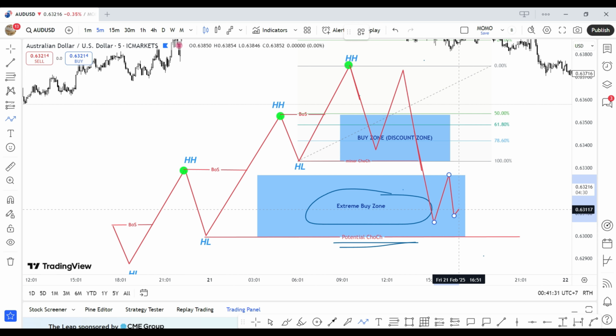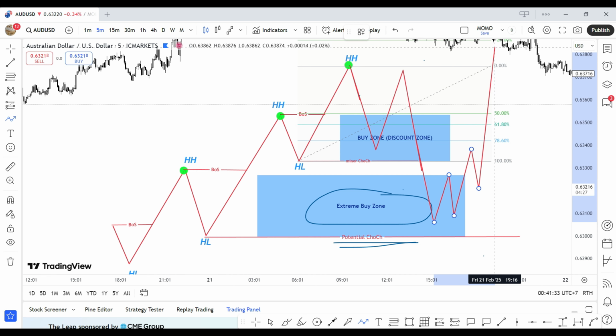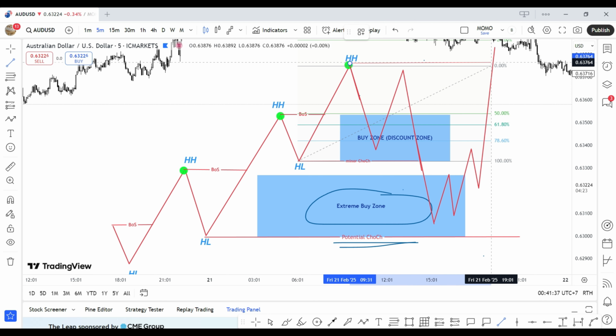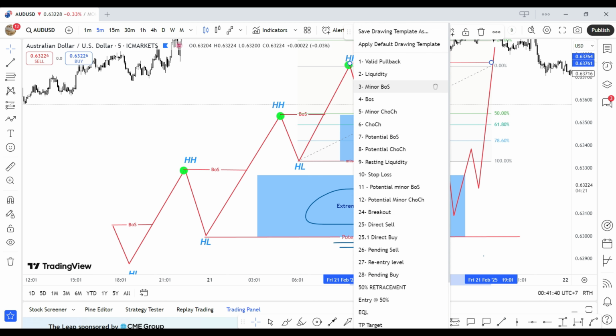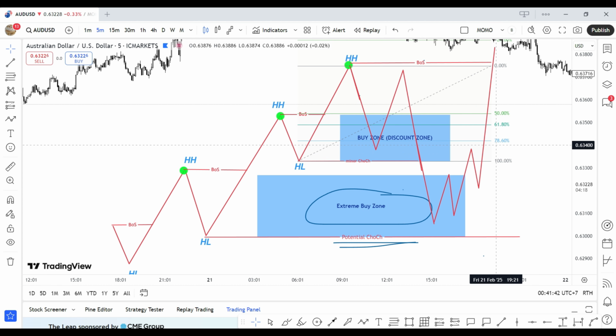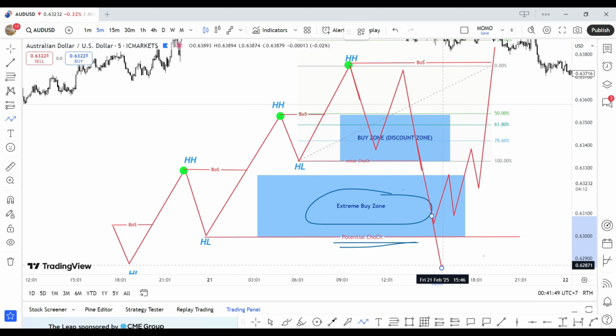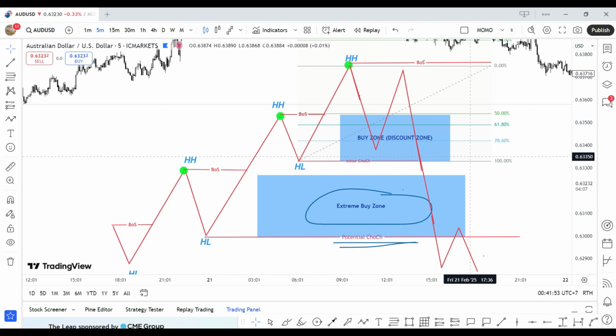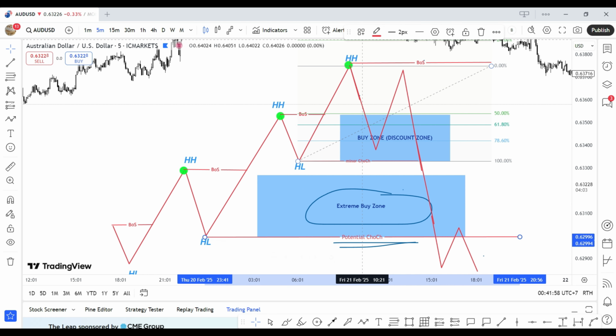We see the market moves up. If the market breaks the higher high, we have a break of structure. But if the market fails to break the higher high, but instead breaks the level of the potential change of character, that means we have a change of character, and we change this sign from a potential change of character to a choke or a change of character.